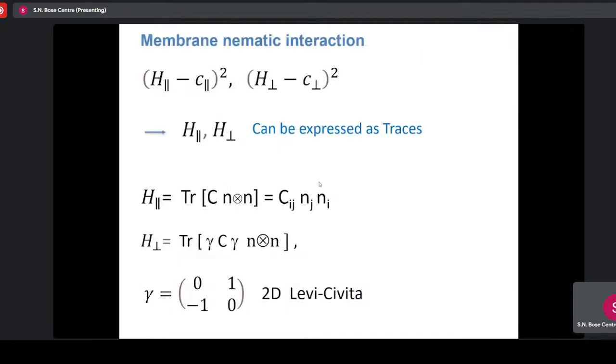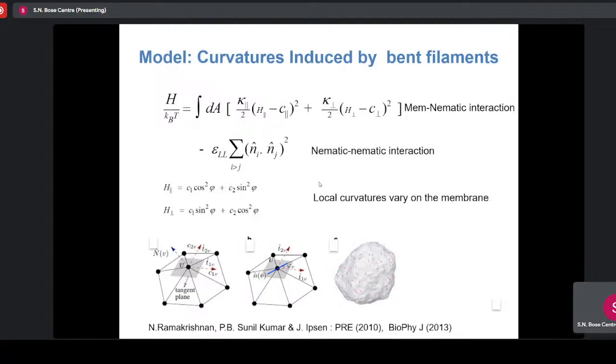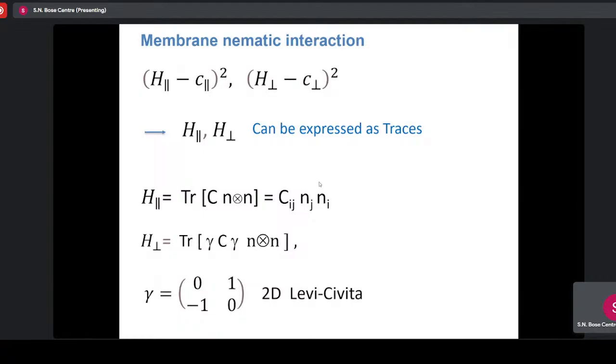Okay, so now these two terms look a little ad hoc, but these extra things, H parallel and H perpendicular, you can express them as traces. So now they are a little more complicated, because you have the curvature matrix and you have the nematic director. So there are some quadratic combinations of those. So these terms are also invariant with respect to frame rotation. And this gamma is the Lewis beta in 2D.